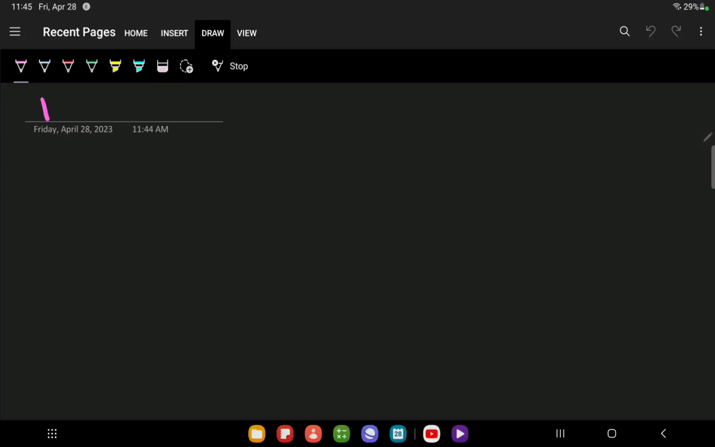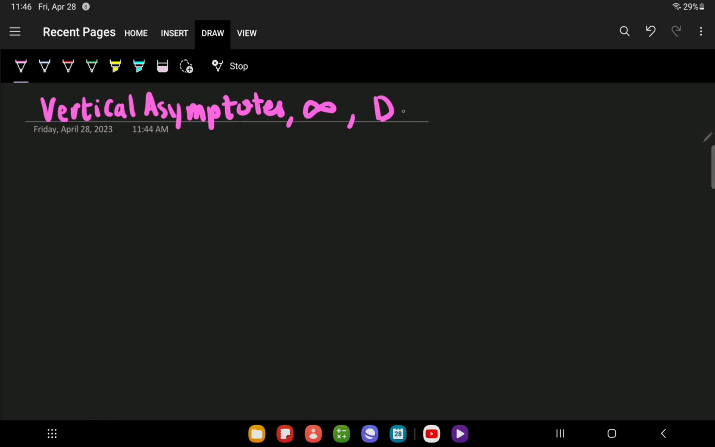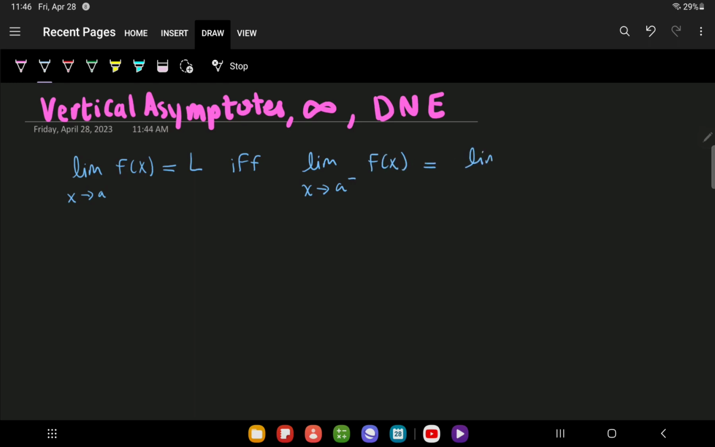So today we'll talk about vertical asymptotes, infinite limits, and we already discussed this a little bit, but where the limit does not exist. So let's start with that topic. We had discussed that the limit as x approaches a of f of x is equal to L if and only if the left-hand limit as x approaches a from the left is equal to the limit as x approaches a from the right.